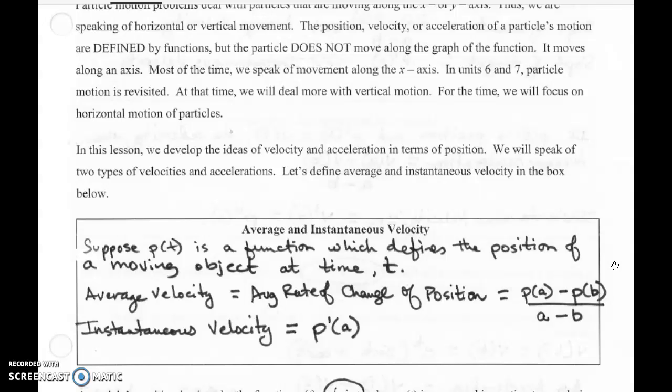If you're thinking about driving around in a car, let's say you drive 60 miles in 1 hour. Well, your average speed is 60 miles an hour. You're not necessarily going 60 miles an hour the entire time. So there might be times that you're stopped at a red light where you're going 0 miles an hour.